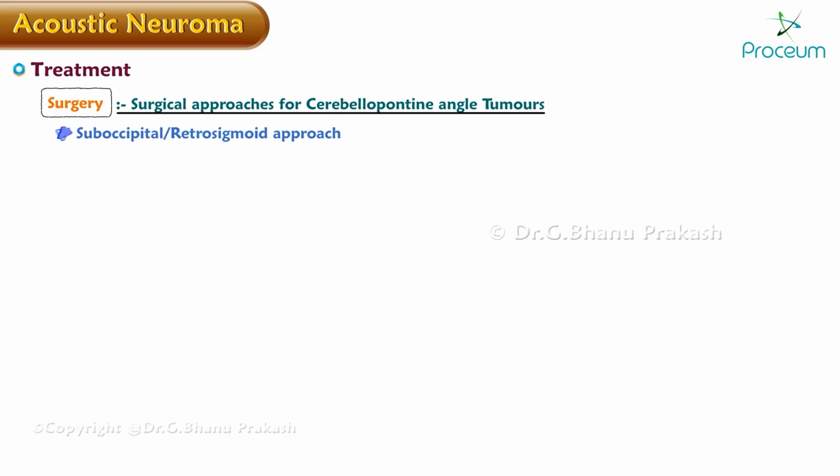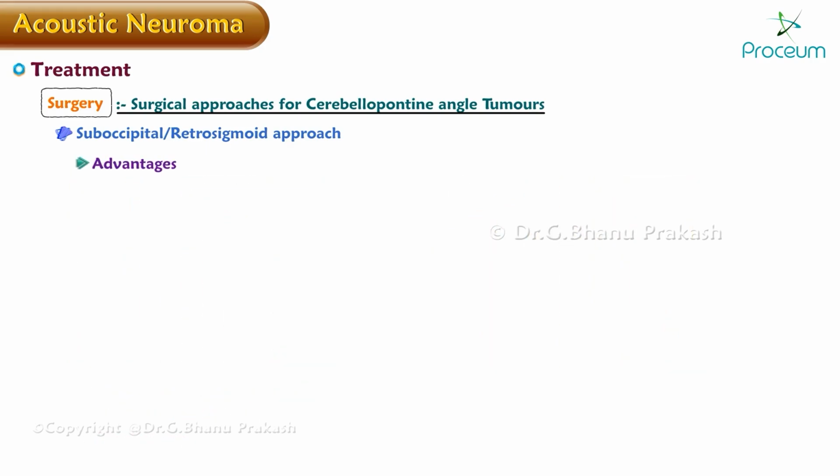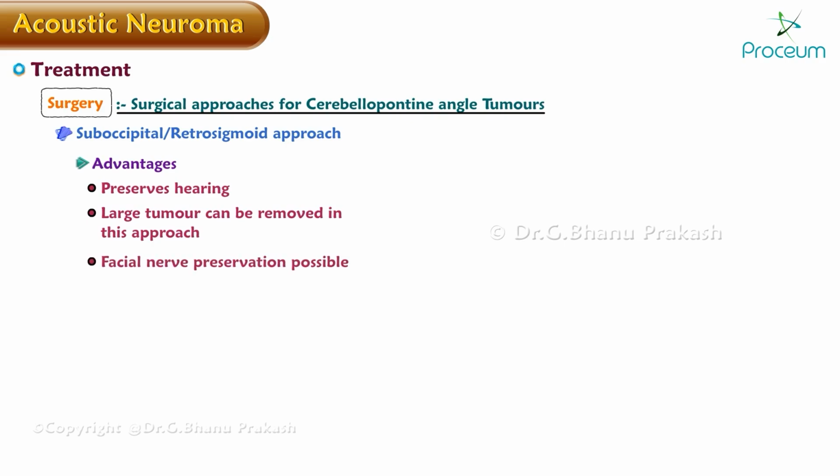Suboccipital retrosigmoid approach. Indications. Large cerebellopontine angle tumor more than 3 cm in size. Meningioma. Advantages. It preserves hearing. Large tumor can be removed in this approach. Facial nerve preservation possible.